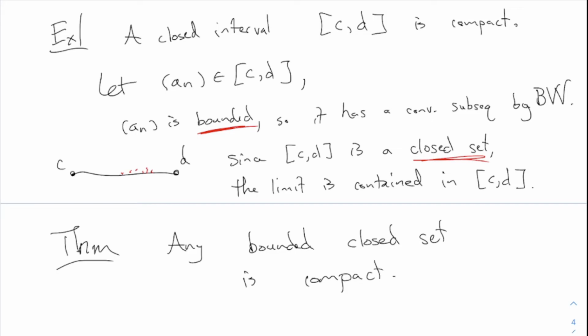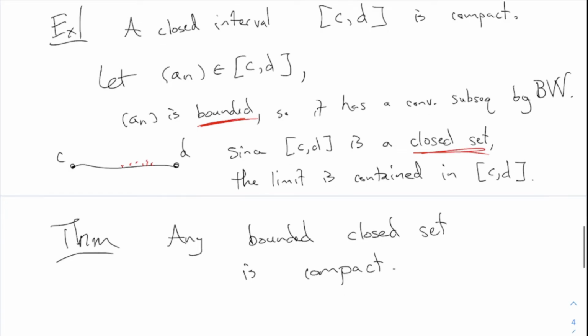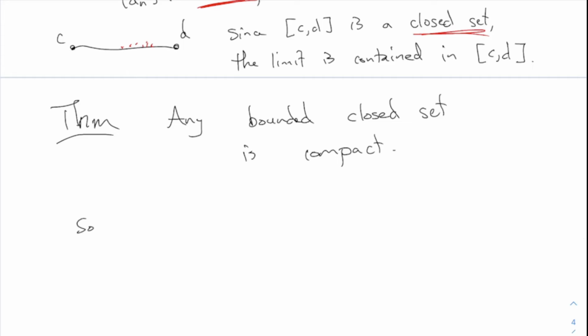The fact that it's bounded means that your sequence has a convergent subsequence, and the fact that it's closed means the limit of that sequence will be in the set. So any bounded closed set is automatically compact. That means that there are many examples of compact sets. For instance, the Cantor set is compact because it is bounded and it's a closed set. That's what we talked about last time. The Cantor set was a closed set. So something like the Cantor set is compact.